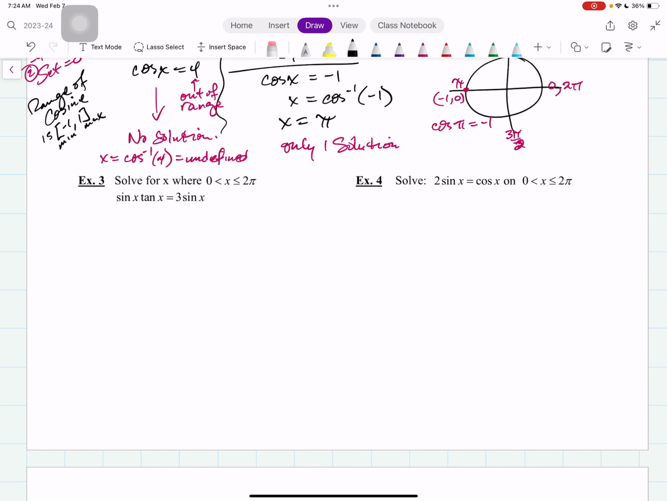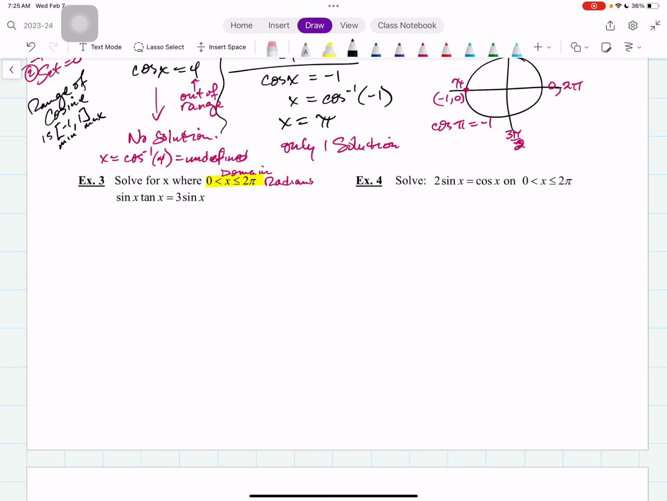Solve for x on the domain from 0 to 2 pi. That means we have to be in radians. Remember, this is called the domain. If they give you radians, then you have to express your answer in radians. And we want to solve sine x times tangent x equals 3 sine x. Holy smoke, how do you do this?